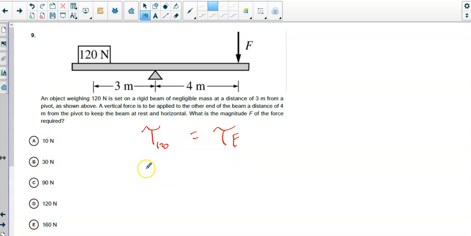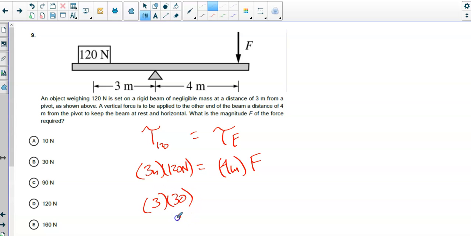And that means 3 meters times 120 newtons has to equal 4 meters times an unknown force. So I can divide right now by 4, and I would get 4 into 120 would be 30. So I would have 3 times 30, or 90 newtons. And so that would go with C.